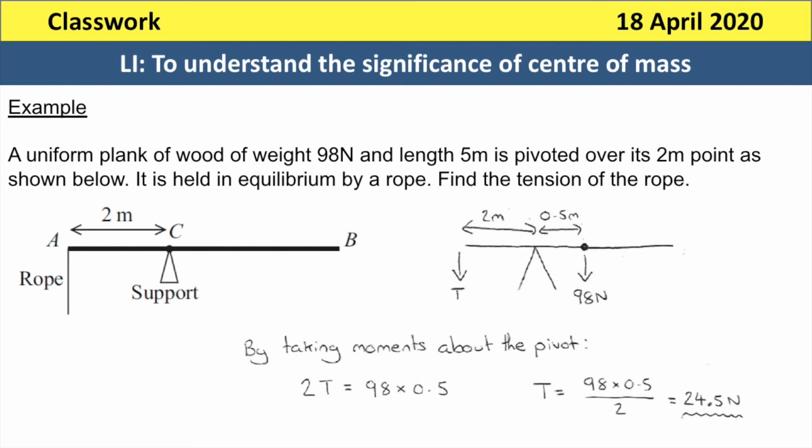which is 0.5 metres. And so by taking moments about the pivot, we can say that 2 times T is equal to 0.5 times 98. So when we divide both sides of the equation by 2, we would find that the tension needed to hold that plank of wood in place would be 24.5 newtons.